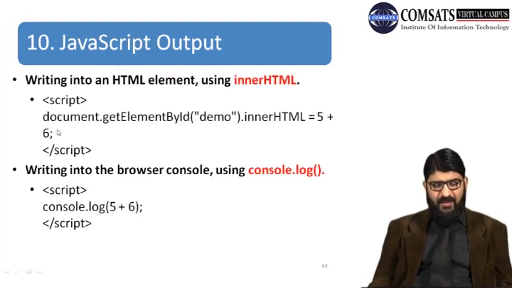The next one is document.getElementById, which is basically JavaScript innerHTML, where you mention the particular element ID value and then call innerHTML, where you can give particular values directly or a small calculation. And the last output function is console.log, where you can mention the values that you want to display on the web browser.